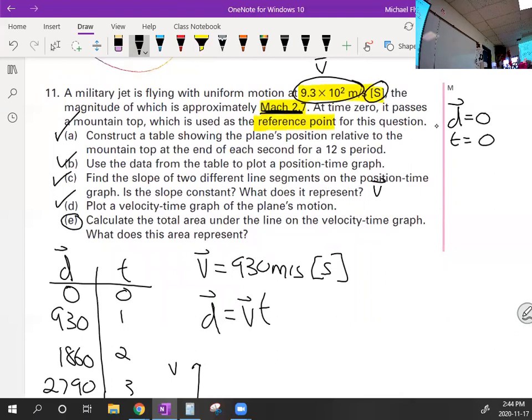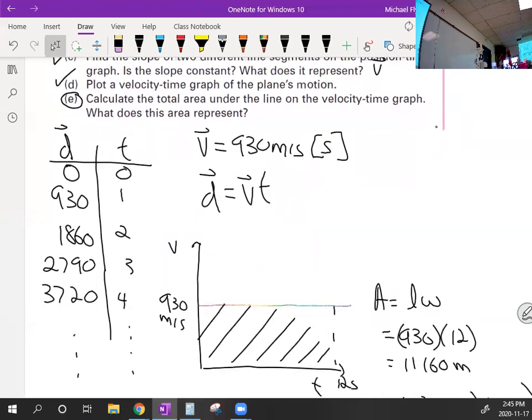So we'll treat the mountain as our reference. That means that's a position of 0. Now, it says construct a table showing the plane's position relative to the mountaintop at the end of each second for a 12-second period. All right, so that's what I did here. So you will see that table right here. I didn't do the whole 12 seconds, but you get the idea.